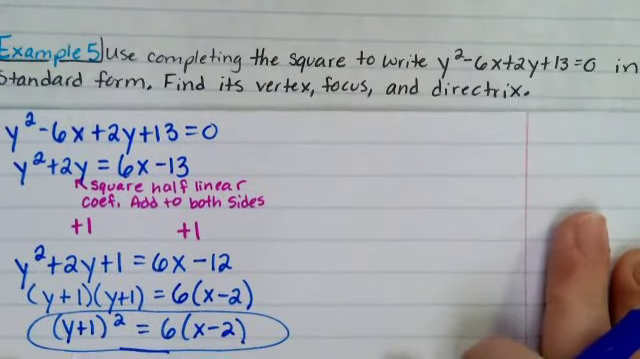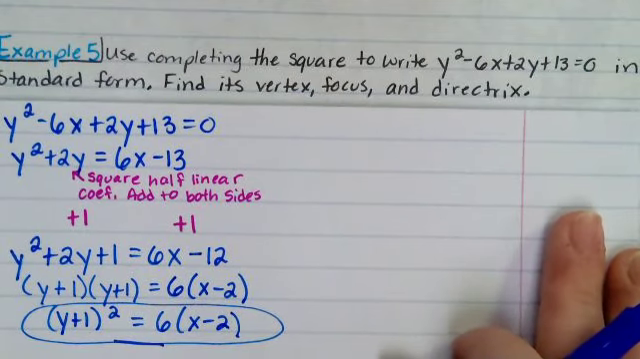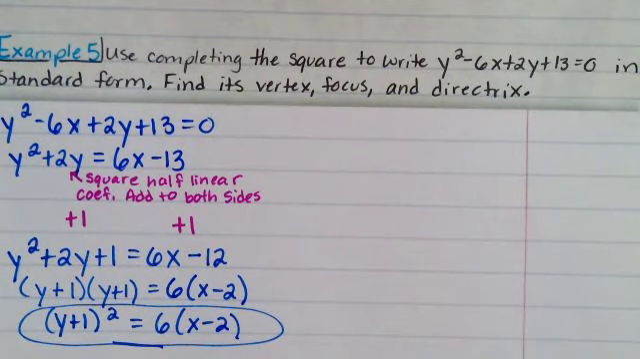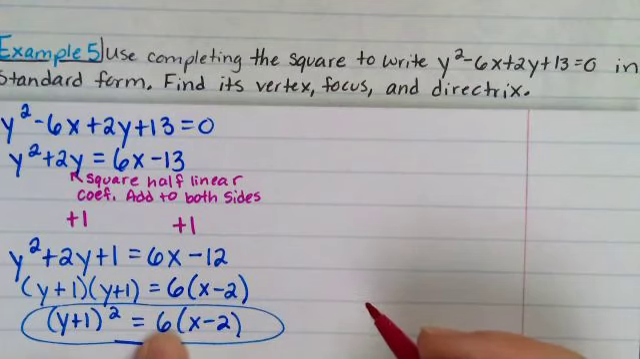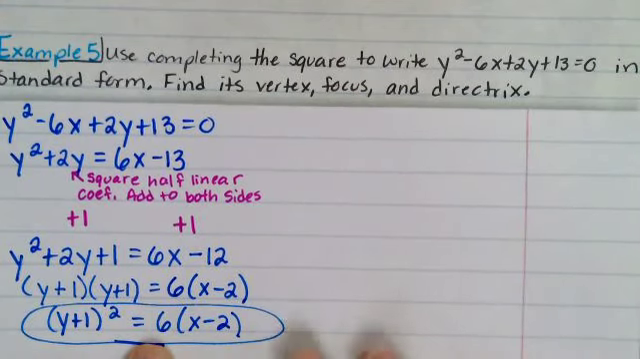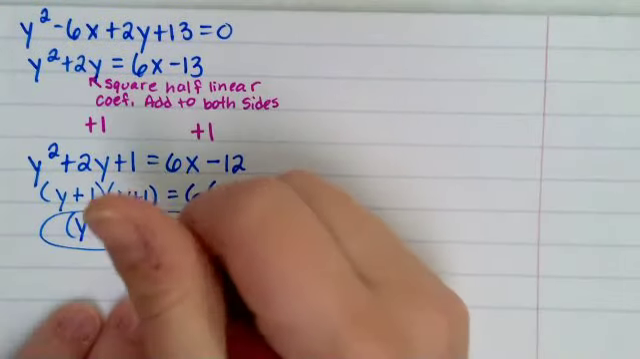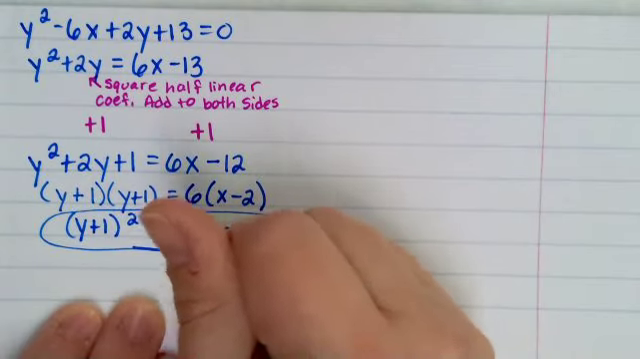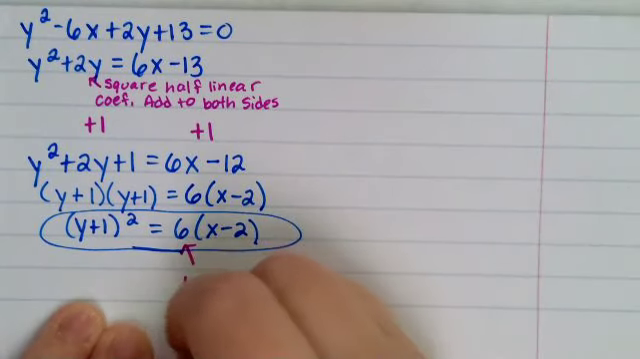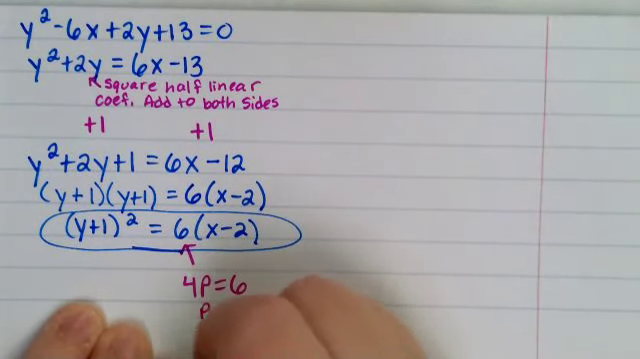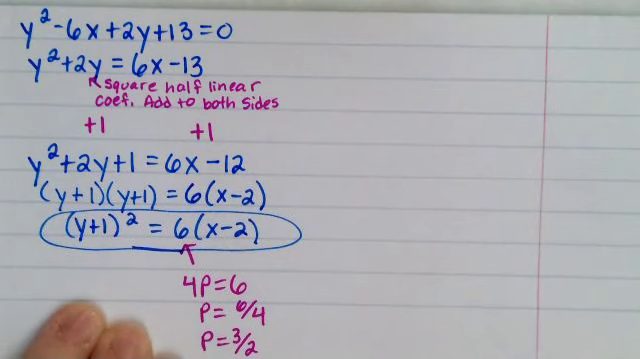But that's not all. They said also find its vertex, focus, and directrix, which means I need to find the p-value and then go through those other things. So my p-value we're going to get from looking at this 6. Remember that is equal to 4p, if you recall from our equation. So 4p equals 6. Divide both sides by 4 and then reduce that down. P is going to be 3/2.